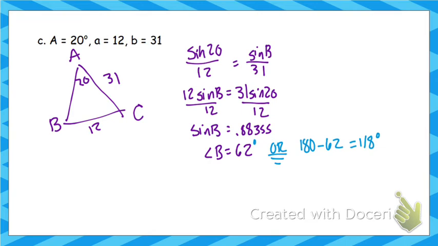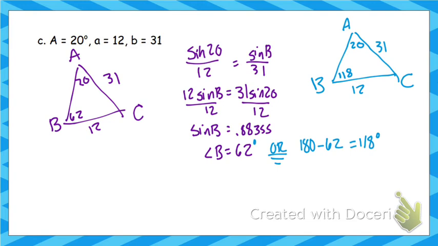So since I have two possible answers, I'm going to go ahead and draw a second triangle to make this a little bit easier. And I'll keep this second triangle a different color. So now I have all the same original given information, but angle B is 118. So now let's go back to my purple triangle. Okay, the original angle B I found was 62. So let's finish solving this triangle.